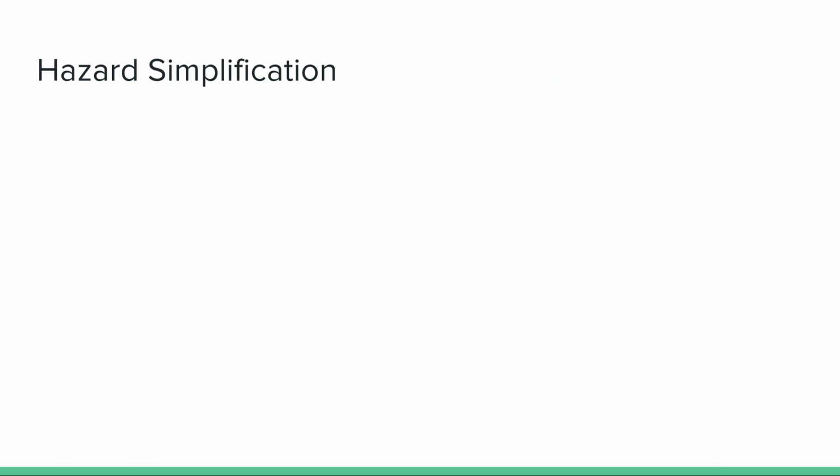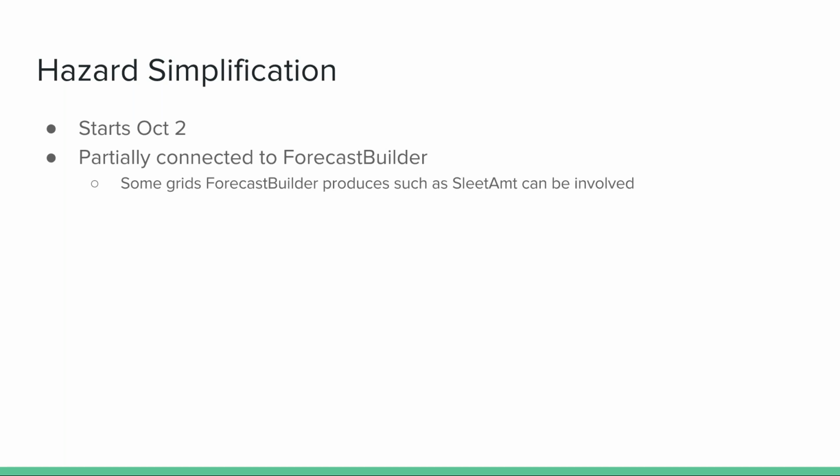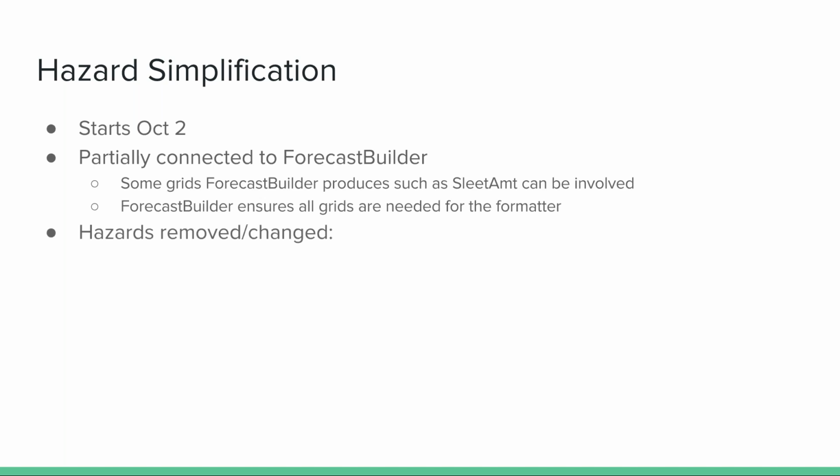One last slide here, and then we'll go to open discussion to talk about hazard simplification. It starts October 2nd. Hopefully, a lot of you have seen there was a series of 5 webinars. It's, I would say, partially connected to ForecastBuilder, and partially because I was involved in the project. Some of the grids ForecastBuilder produces, such as sleet amount, can help provide a little additional detail within the WSW that gets produced out of the formatter. And also, ForecastBuilder basically ensures that all the grids needed for the formatter are there as well.